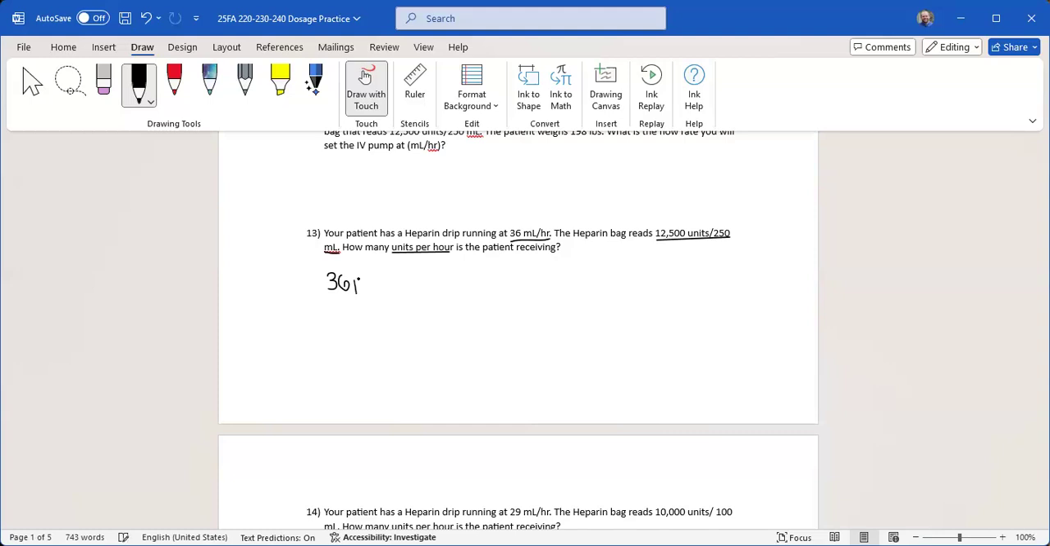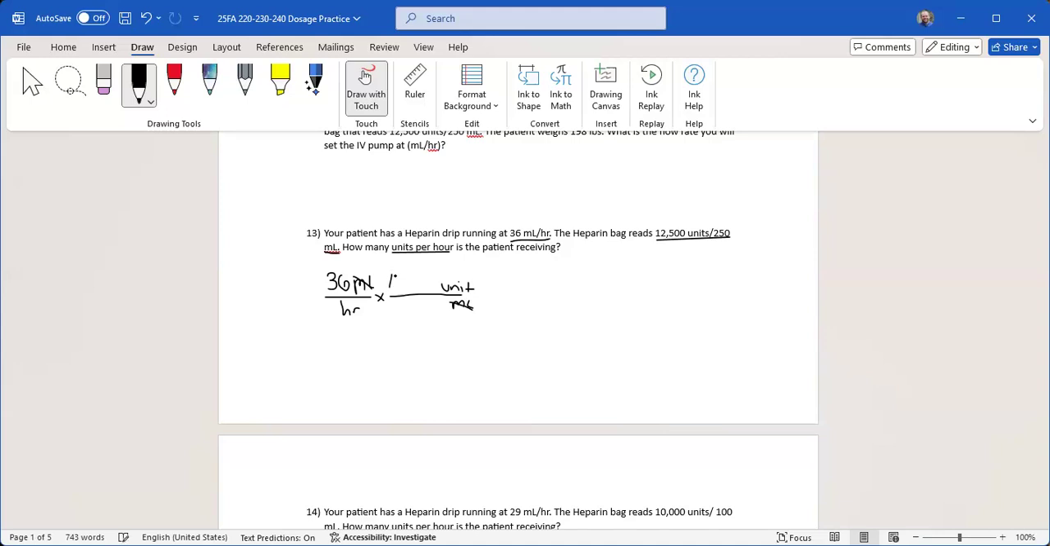So I'm going to take my 36 milliliters per hour. I'm going to multiply by my available. And what am I trying to do? I'm trying to get to units per hour. So I know I want units here, and I know that I want to get rid of ml. So this is opposite of what we did before. Before we went from units per hour to milliliters per hour. Now we're going from milliliters per hour to units per hour. Following the same procedure, it's just the question is a little bit different.